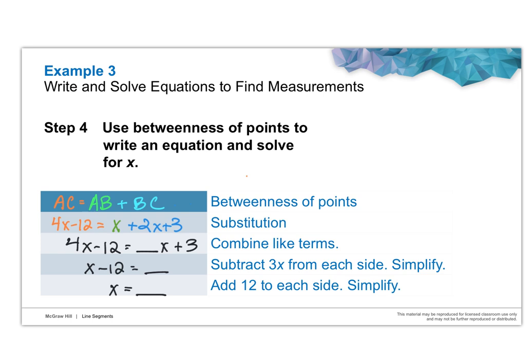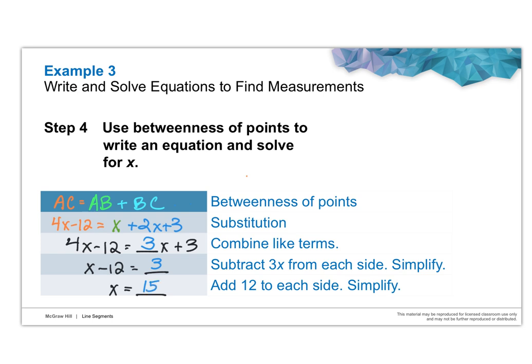The next step is substitution. You can see your book has put in the measures that come from the diagram. So 4x minus 12 equals x plus 2x plus 3. And then we're going to combine like terms. How many x's are on the right-hand side? That's 3 x's. Then the subtraction property of equality says subtract 3x from each side, or you can think about it as moving your x terms to one side, and that would be x minus 12, leaving only the 3. And then, of course, add 12 to each side, and we get that x is 15.